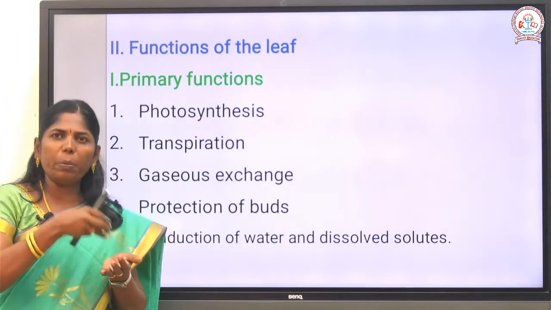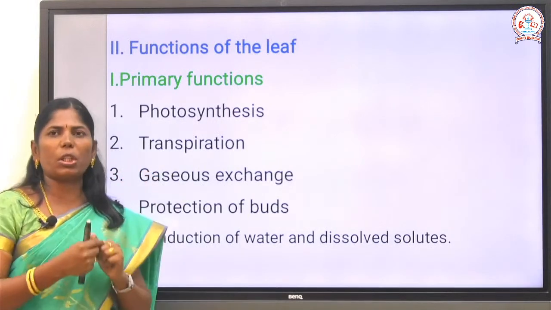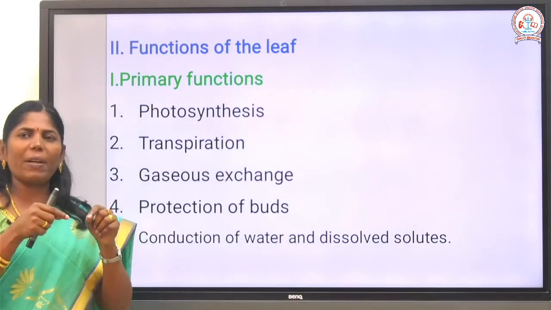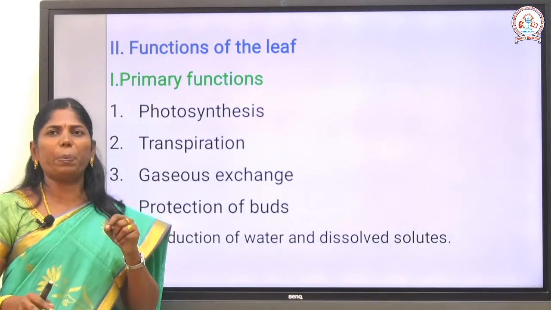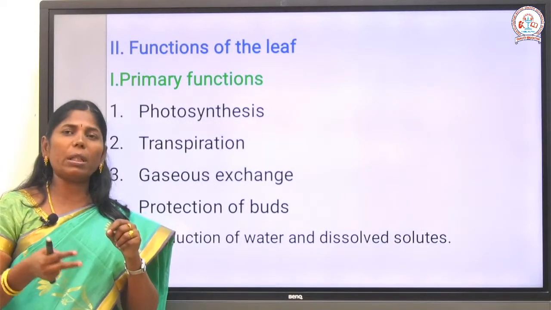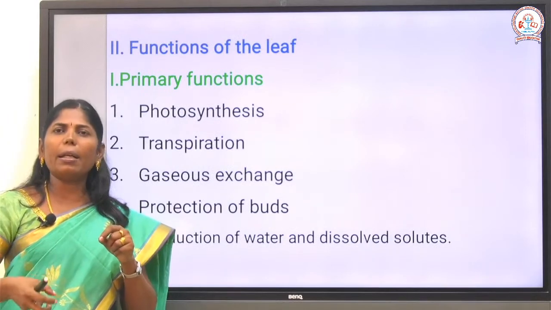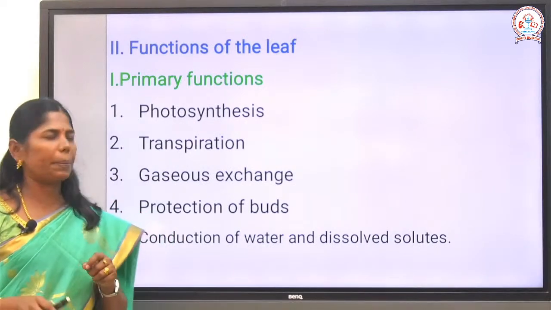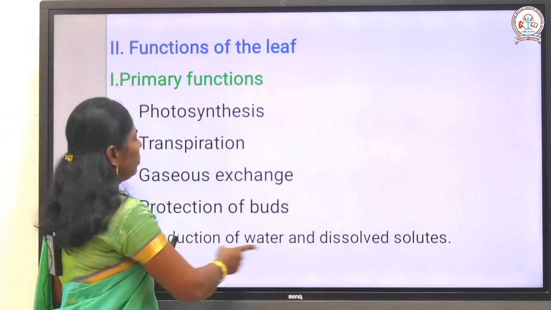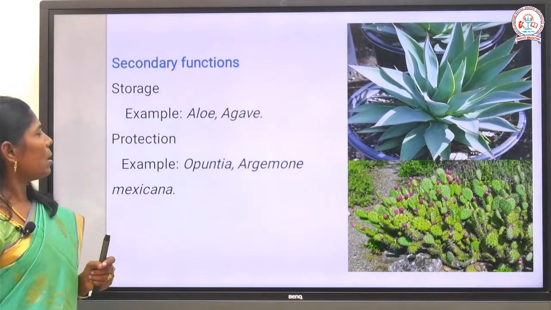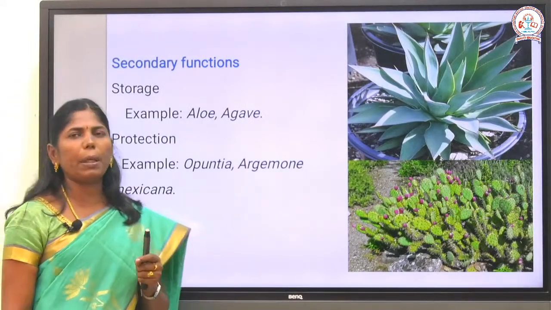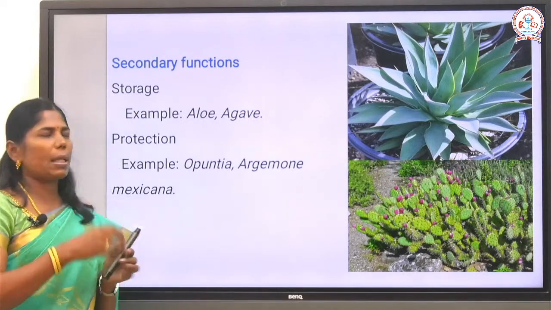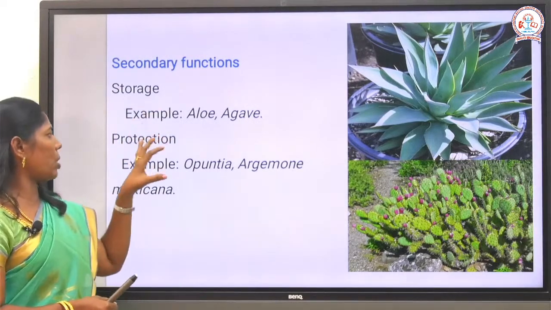Okay, so the vascular tissues are present in the leaf. In the presence of the vascular tissues, they send the food material. At the same time, whatever material is necessary, they can get through the xylem. Okay. So what are the secondary functions? Primary functions we have seen; the secondary functions are storage and protection.